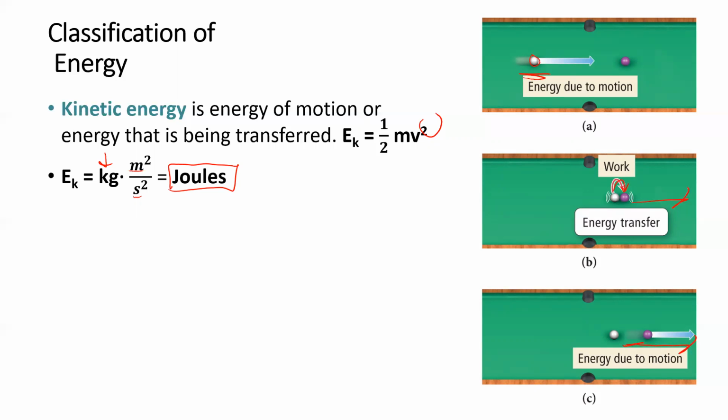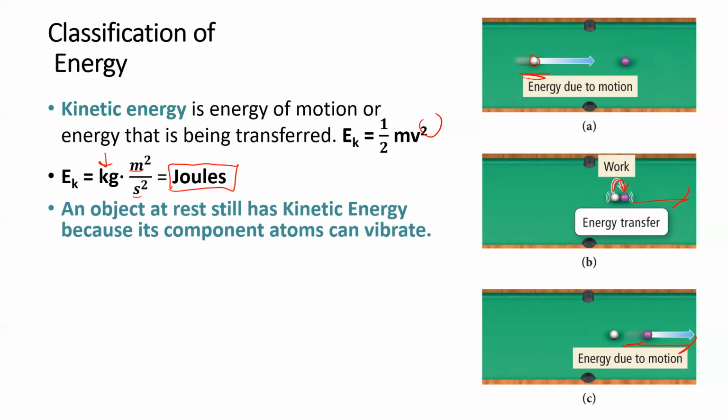This is the most common unit that we use for measuring energy. We also use calories, but joule is the more common unit, and it's basically a kilogram meter squared per second squared.